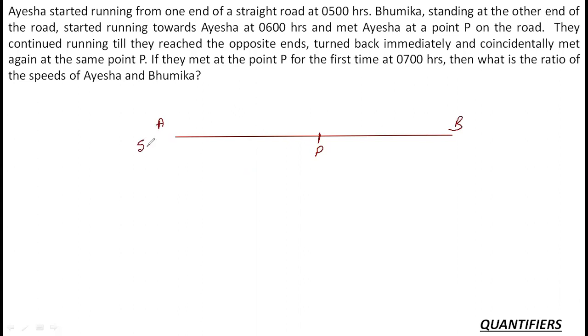She started at 5 a.m. and she started at 6 a.m. Right? They met at 7 a.m., which means she has traveled for 2 hours and this person has traveled for 1 hour in order to reach the place. Now I need to find the ratio of the speeds of A and B.